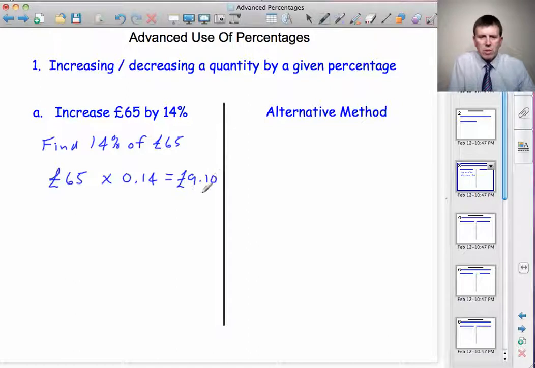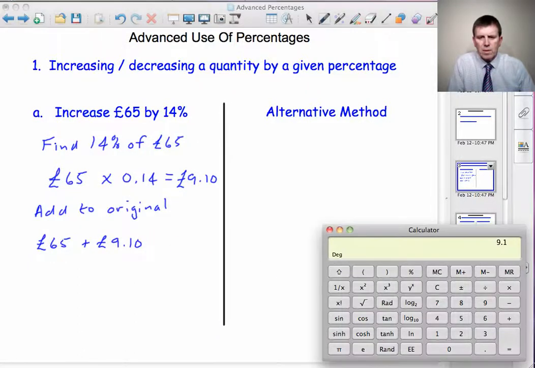And having found the 14%, to get our increase, we added that to the original £65. So let me write add to the original. So we have £65 plus £9.10. Well, I've already got the £9.10 in the calculator, so we'll just add on the £65, and that gives us £74.10.